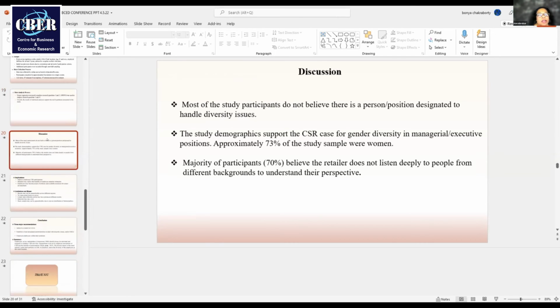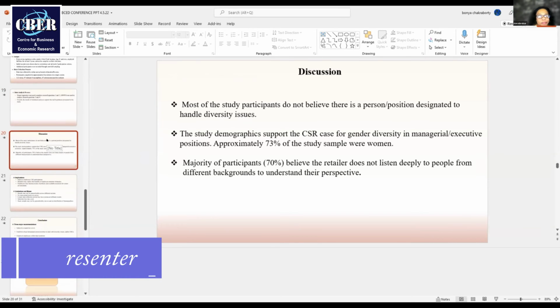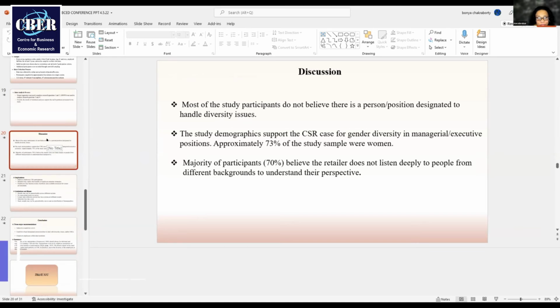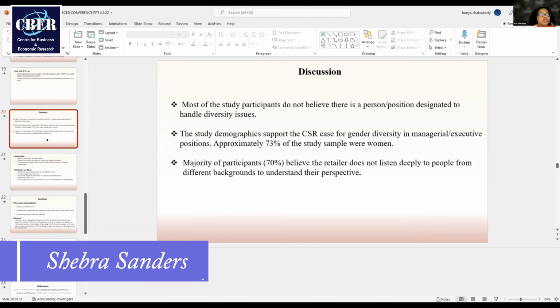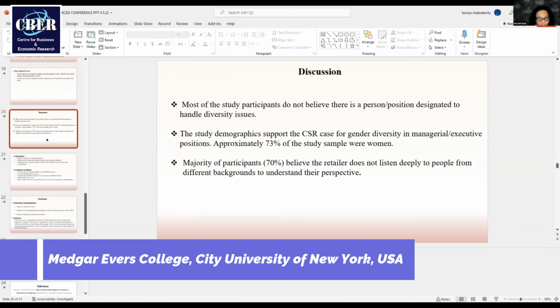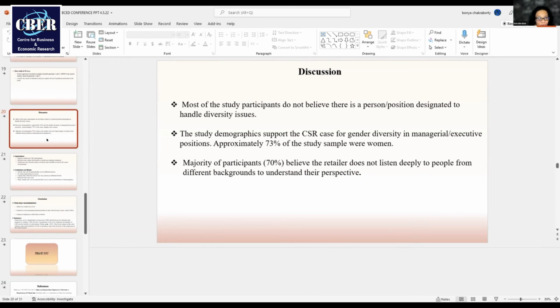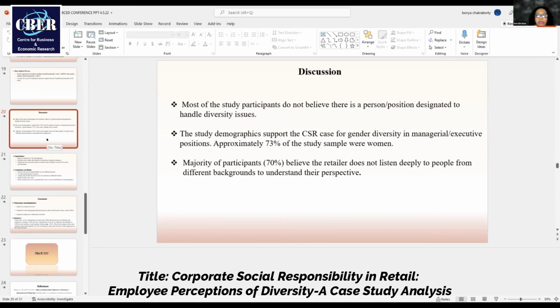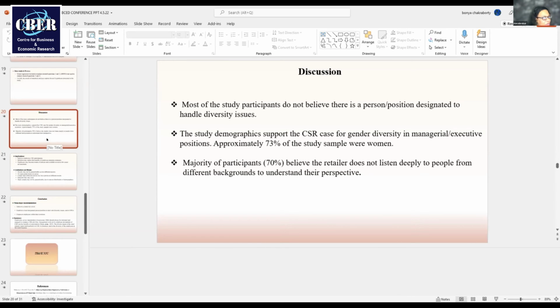Next, please. Just to go over a little of what the findings said, most of the study participants do not believe there's a person or position designated to handle diversity issues at the location. And the study demographics, where 73% of the sample were women, support a good case for women in leadership roles at that location. And then the majority of the participants believe that the retailer doesn't listen deeply to people from other backgrounds to understand their perspectives.